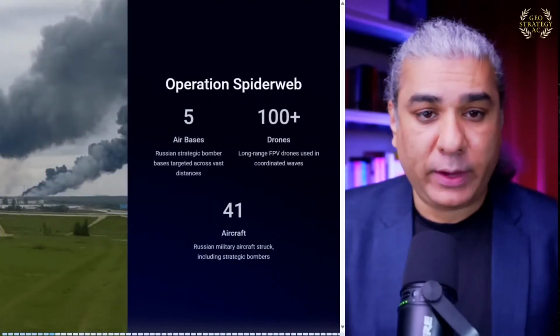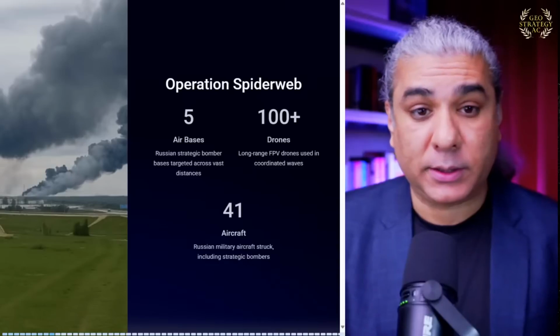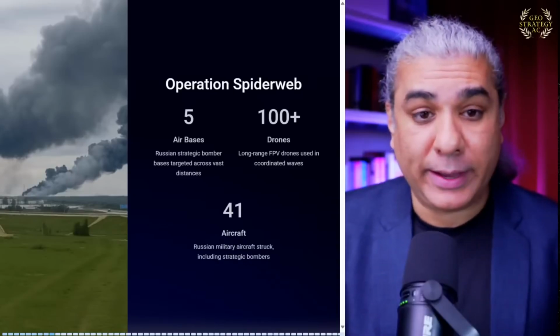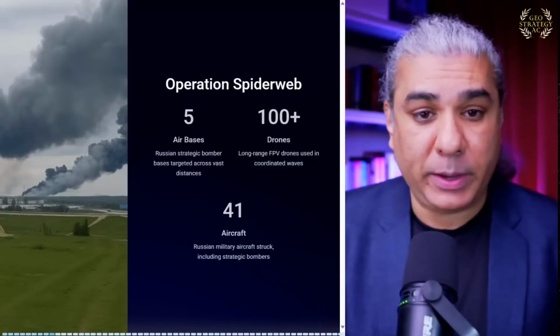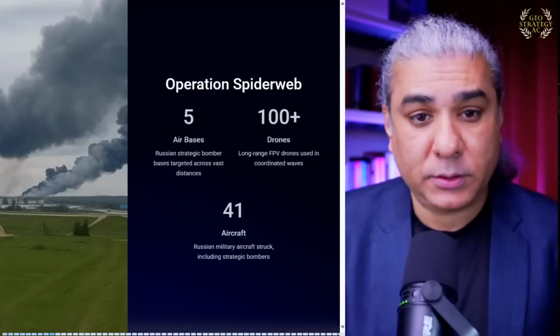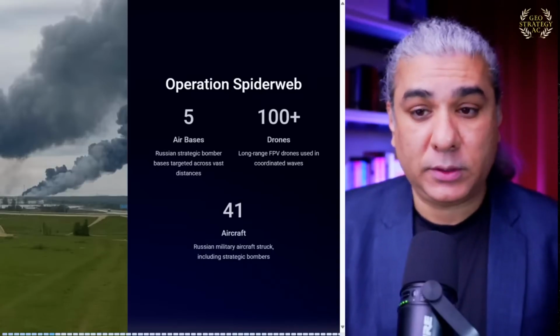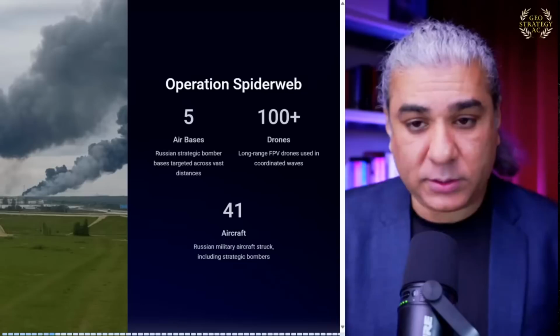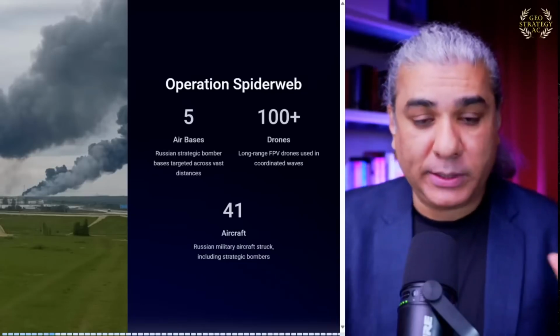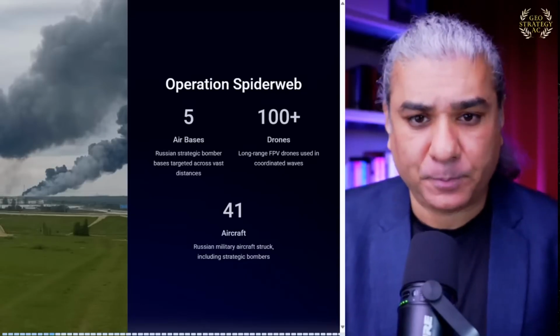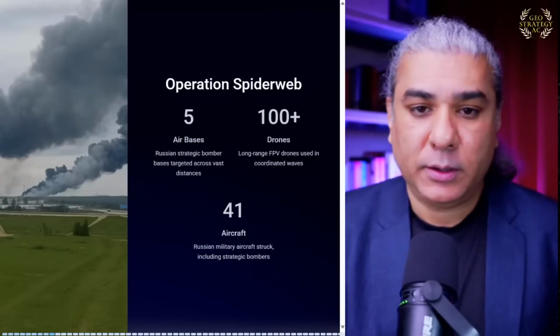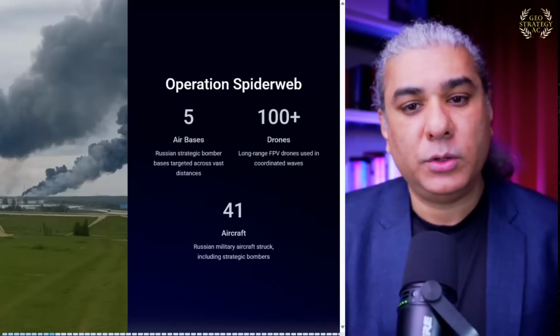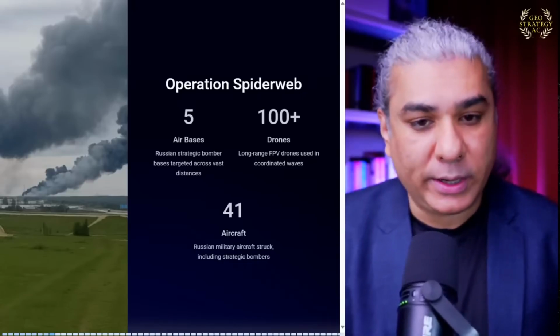So Operation Spiderweb was apparently a great success. It hit 5 Russian air bases, strategic bomber bases, which were targeted over vast distances. At least, the two furthest targets were approximately 7,000 kilometers apart. More than 100 FPV, first person view drones were used by Ukraine in coordinated waves.